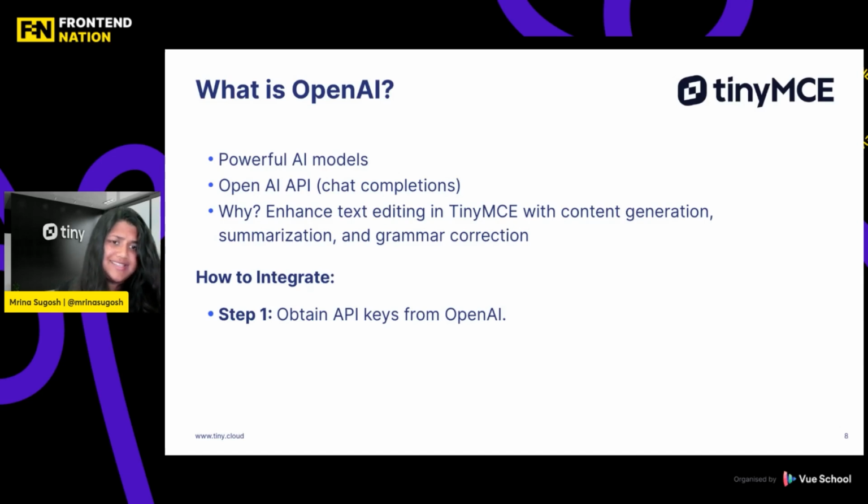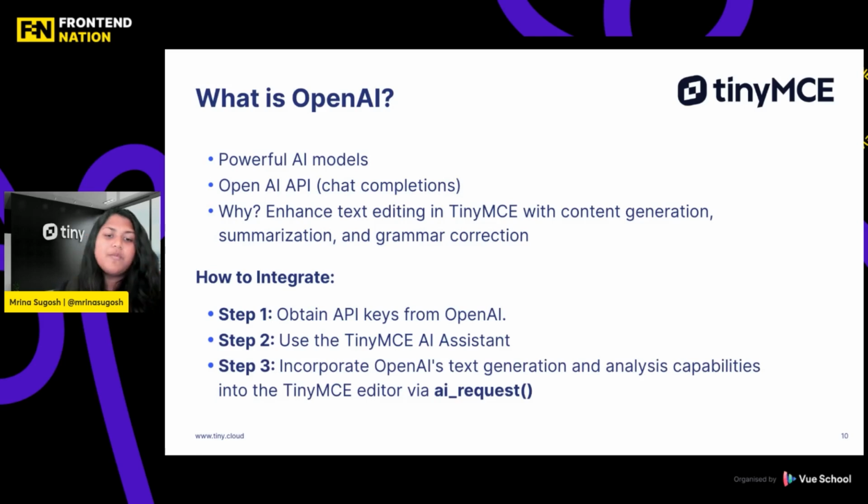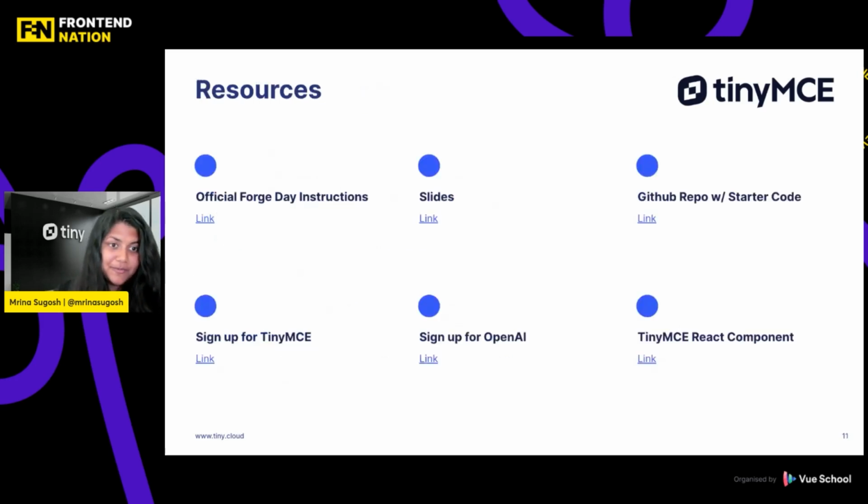When you get to that step, you have to obtain API keys from OpenAI. So you have to create your own account. Then you use the TinyMCE AI assistant, which means you go to the docs and see how that would work. And then you incorporate OpenAI's text generation and analysis capability using the AI request promise that you need to write up the function for, which I will, of course, help do.